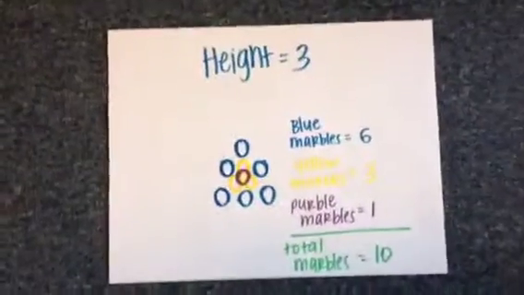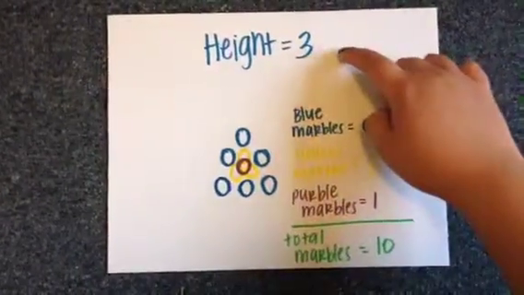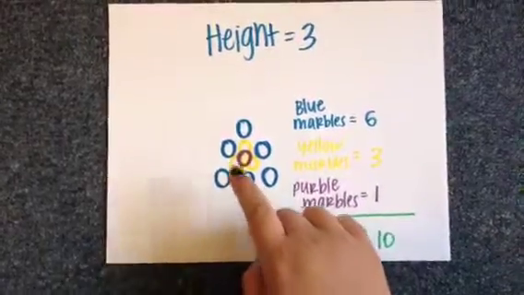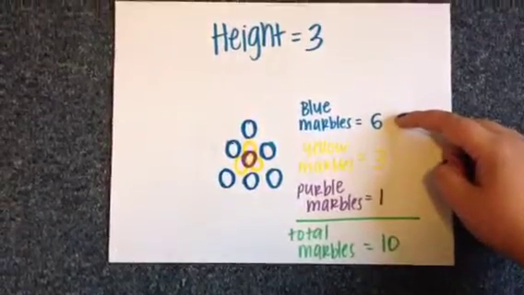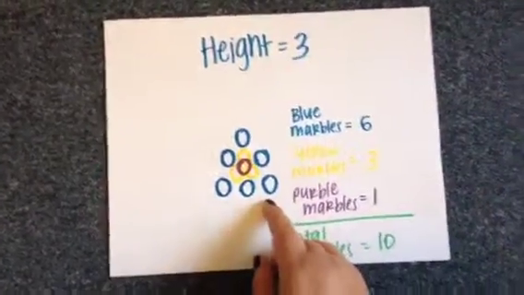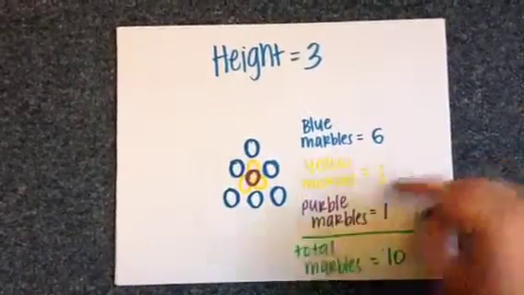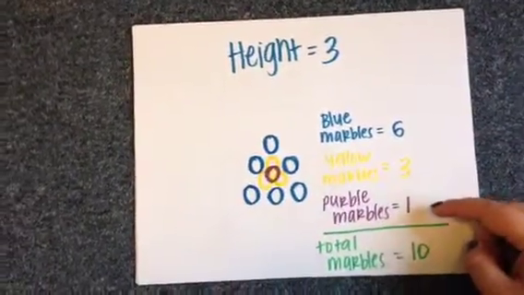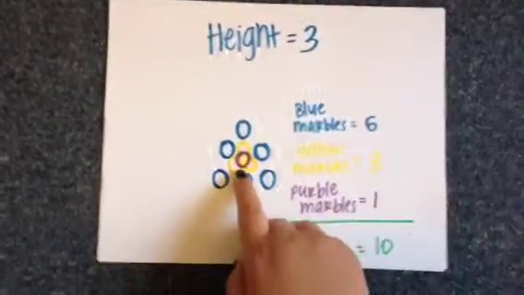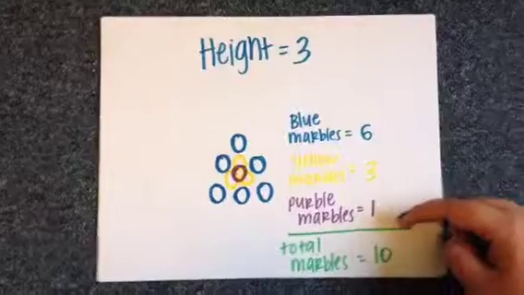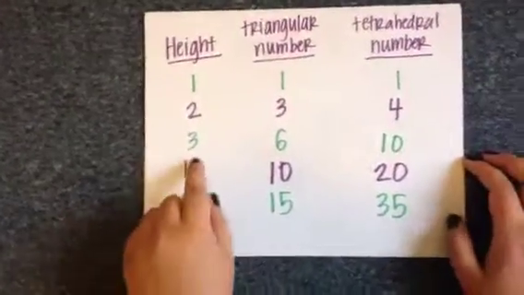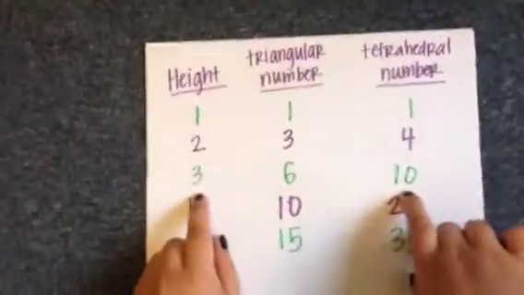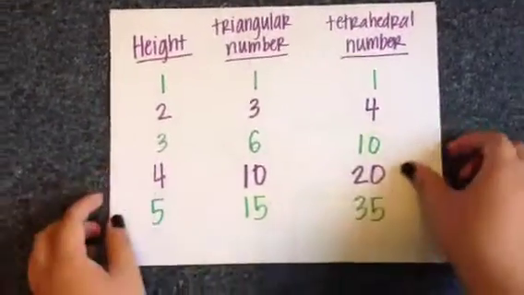So, for example, if you had the tetrahedral shape with a height of 3, you would have 3 layers of marbles. So, if you used 6 marbles as your base, highlighted in blue, your next layer would only have 3 marbles, which is represented in yellow, and your top layer would only have 1, which is the purple marble. Add these 3 numbers together, 6, 3, and 1, which equals 10. So if we look back at our table, a height of 3 results with a number of 10 for your tetrahedral number.